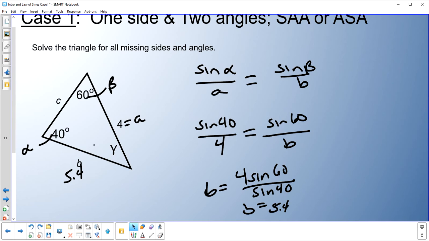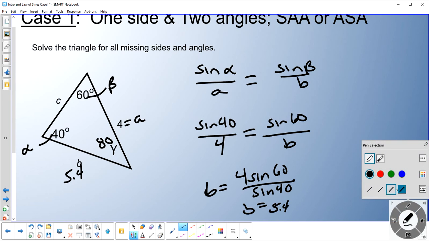Okay, now to find gamma, we just need to remember that a triangle adds up to 180, and so then gamma we know is going to be 80 degrees, because I take 180 minus 40 minus 60. And now I can do the same idea.